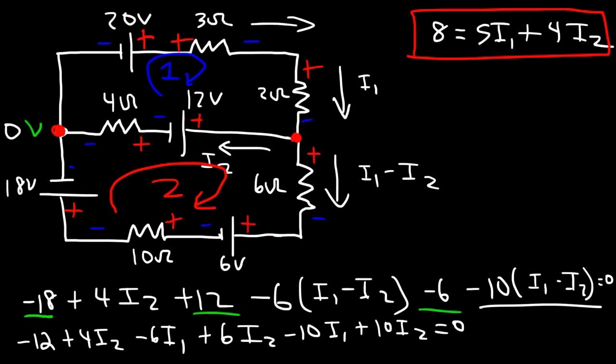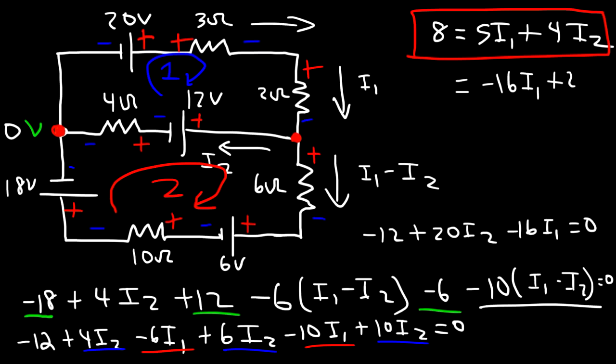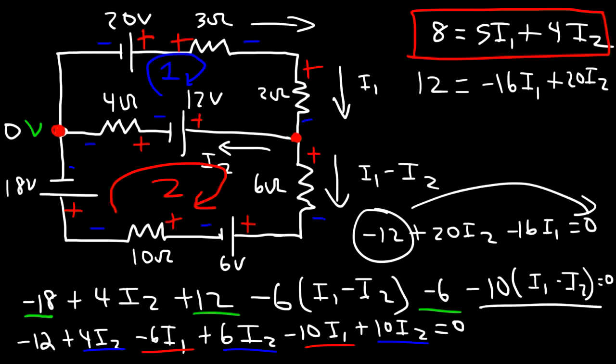Now let's combine like terms. So we have 4I2 plus 6I2, which is 10I2, plus another 10I2. So far we have negative 12 plus 20I2. And then we have negative 6 minus 10. So that's negative 16I1. That's equal to 0. Now, let's take the negative 12 and move it to the other side, so it becomes positive. So on the left side of the equation, we're going to have negative 16I1 plus 20I2. On the right side of this equation, we have positive 12, but I've reversed the equation again, so now it's on the left side again.